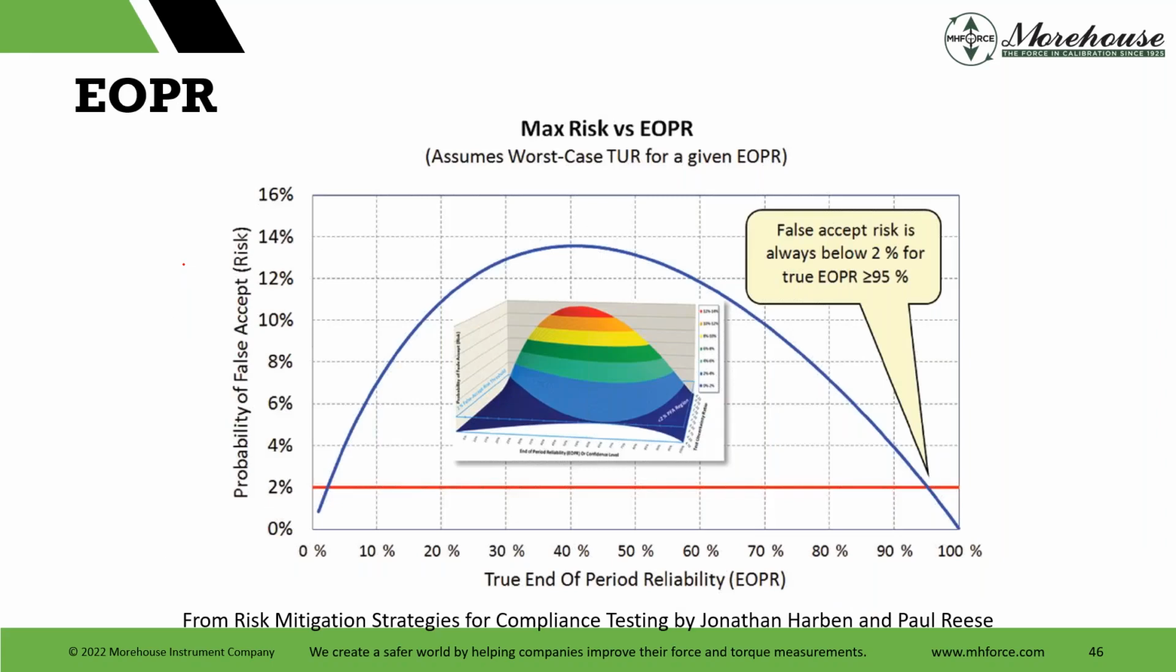End of period reliability. I encourage people to seek out this paper by Paul Reese and John Harvin. It's called Risk Mitigation Strategies for Compliance Testing. And EOPR assumes a worst case TUR here in this picture. When both true EOPR and TUR are low, most measurements lie outside of the tolerance, and the risk of falsely accepting an item is low. The false accept risk is low when EOPR is high, near 100%. So it's basically saying if you can meet this true EOPR of better than 95%, your false accept risk is going to be rather low, and this graph is showing that.